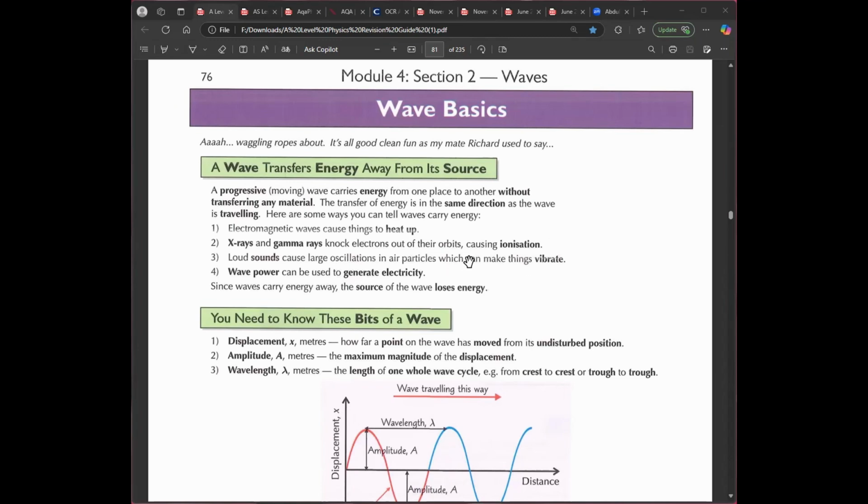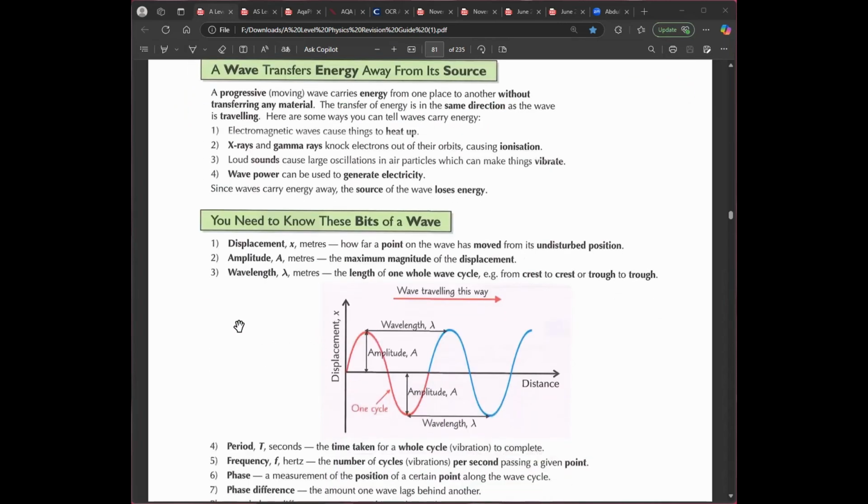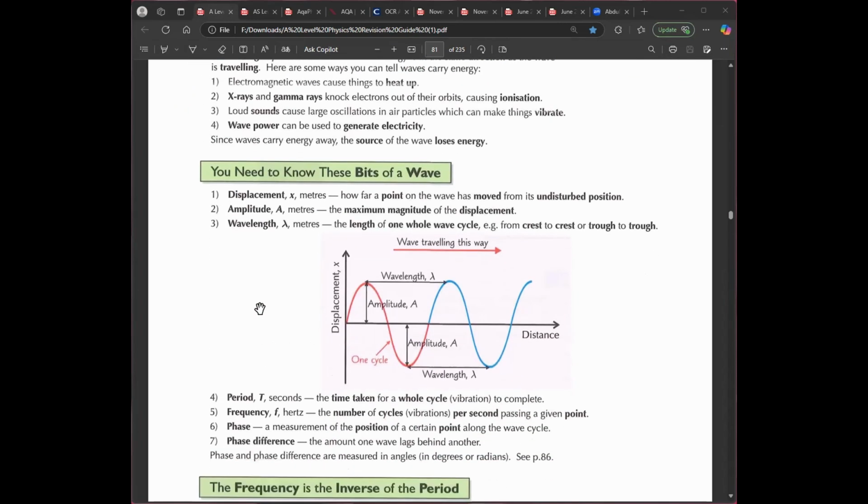There are a lot of examples of waves. A lot of things obey waves. It could be sound. All of the electromagnetic radiation also transfers energy in the form of waves. So let's go into how to quantify a wave. What are the different aspects of a wave using which we can quantify it?